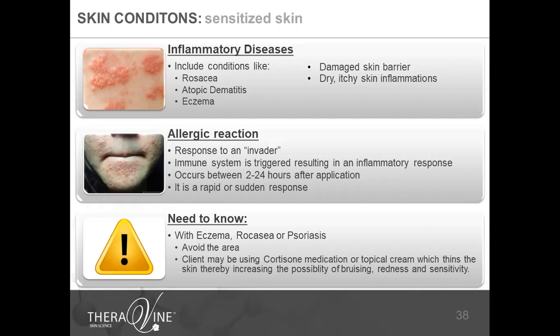Then allergic reactions is basically a response to an invader. So your immune system is then triggered, and that results in an inflammatory response. And this usually occurs 2 to 24 hours after the application. So usually I will tell a client to drink like Allergex or an antihistamine. That usually works quite quickly. And it is a rapid or sudden response. We don't know if a client is allergic to a specific ingredient. You only find that out once it's been applied and they had an allergic reaction.